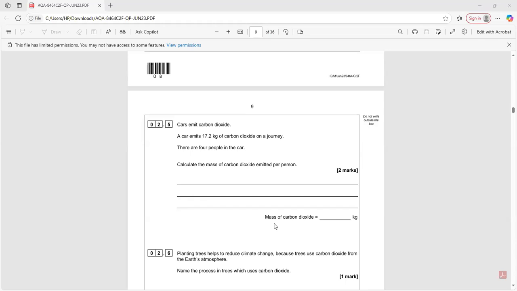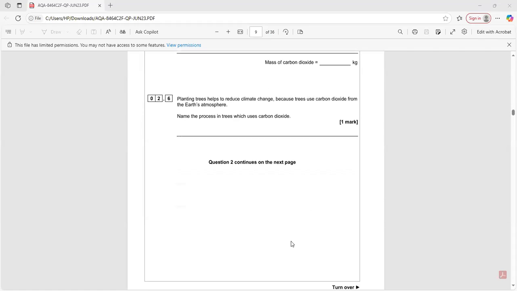4 in 17 is 4 times remainder 1. You can put your point if you like, 0.4. So that would be 4 times remainder 1. And then put the 1 in front of 2. That's 12. And 4 in 12 is 3. So the answer will be 4.3 kilograms. I did that on purpose mentally, just to show that if you can do some calculations mentally, it saves you some time punching things out on the calculator. So yes, that's the answer for that question, 4.3 kilograms per person.